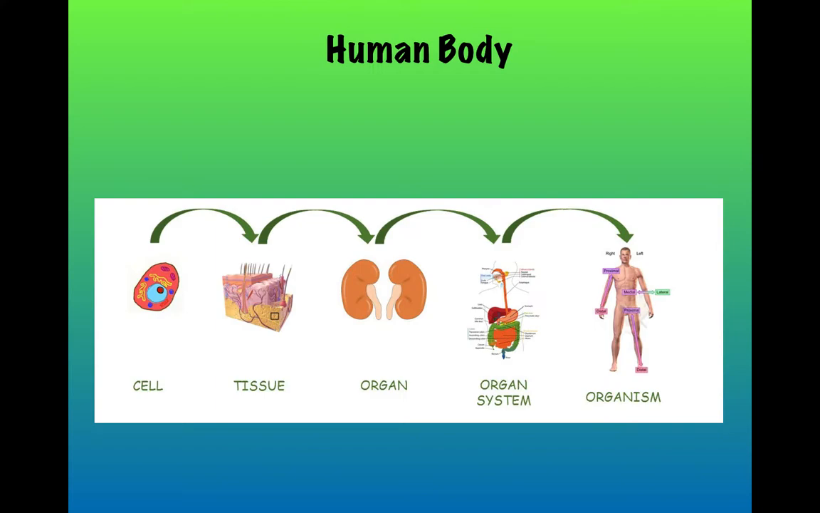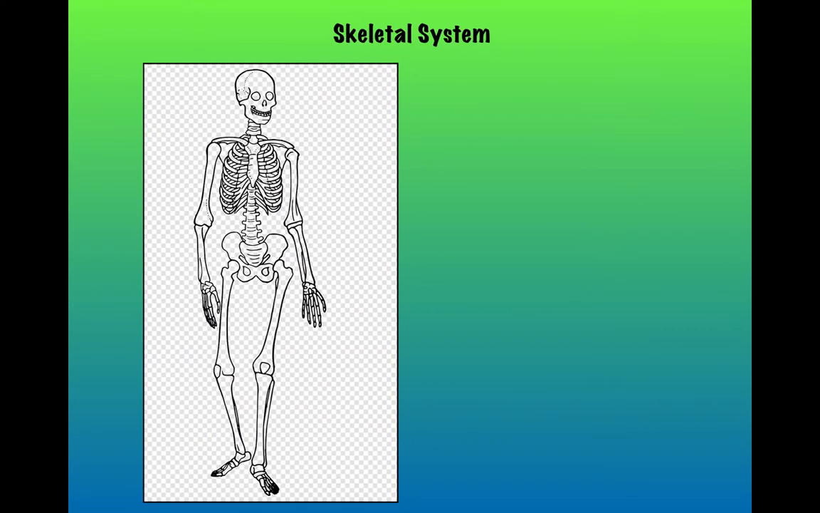Today, let us study some organ systems. The first system is the skeletal system. The skeletal system is made up of bones. There are about 206 bones in our body. Let us see the functions of the skeletal system. First, it provides shape and form to our body. It gives us proper shape and form.